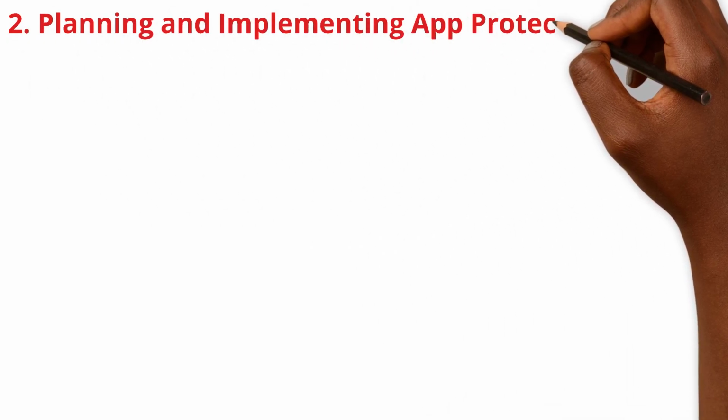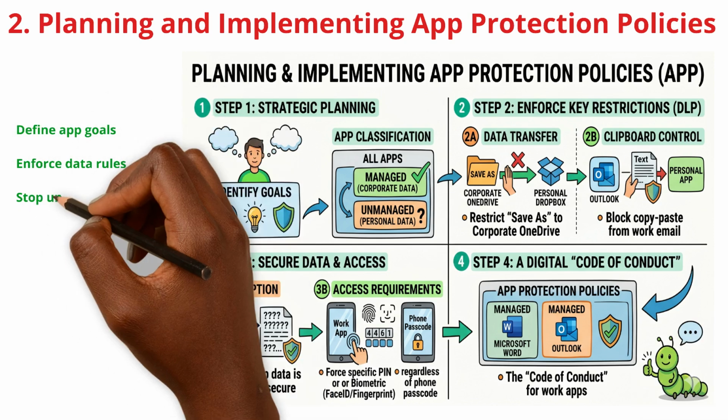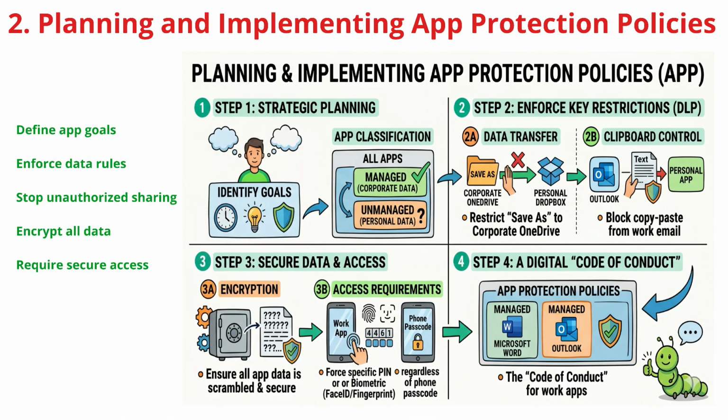Think of app protection policies as a digital code of conduct for your professional tools like Word and Outlook. Before moving a single pixel, strategic planning is essential to separate managed corporate apps from your unmanaged personal ones. Once these rules are in place, we can enforce key restrictions to keep data safe.